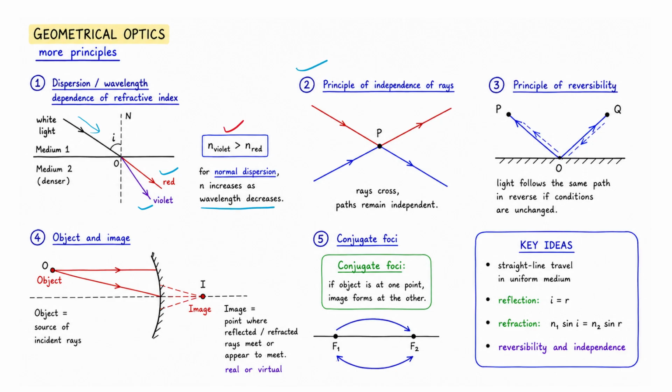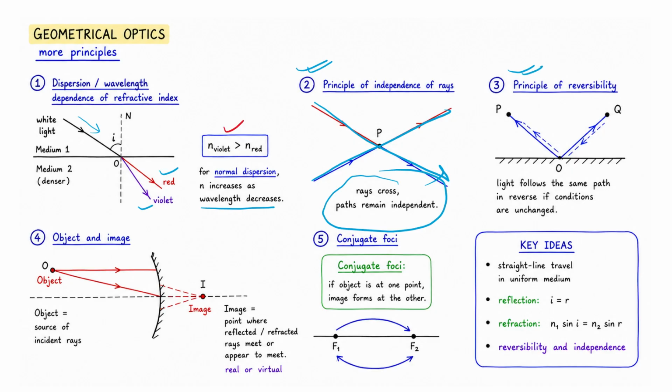Principle of independence of rays. Now, when there are two rays and they are intersecting, rays cross, paths remain independent. So basically it will just move on and this will also move on. It will not interfere, unlike an electric field.